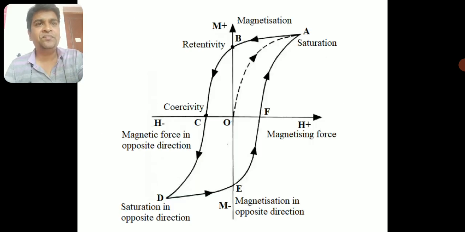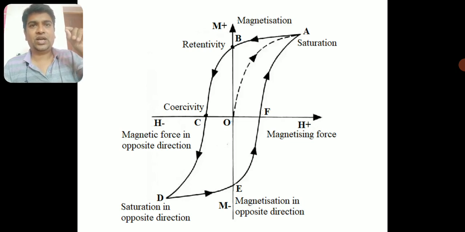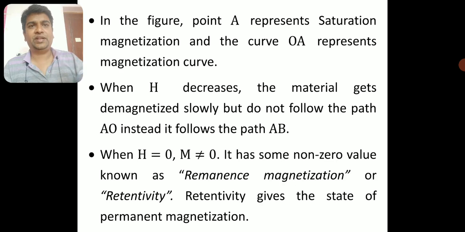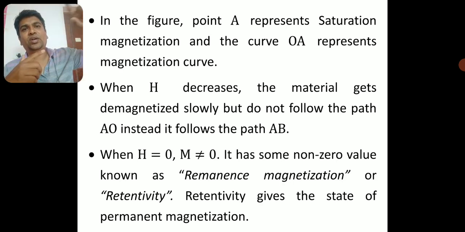I will show you in the curve. The saturation magnetization is at point A. As you increase the magnetizing force, the magnetization increases from F to A and attains a maximum value. The point A is called saturation magnetization. We'll see what happens after A. In the figure, the point A represents saturation magnetization and the curve OA represents the magnetization curve.